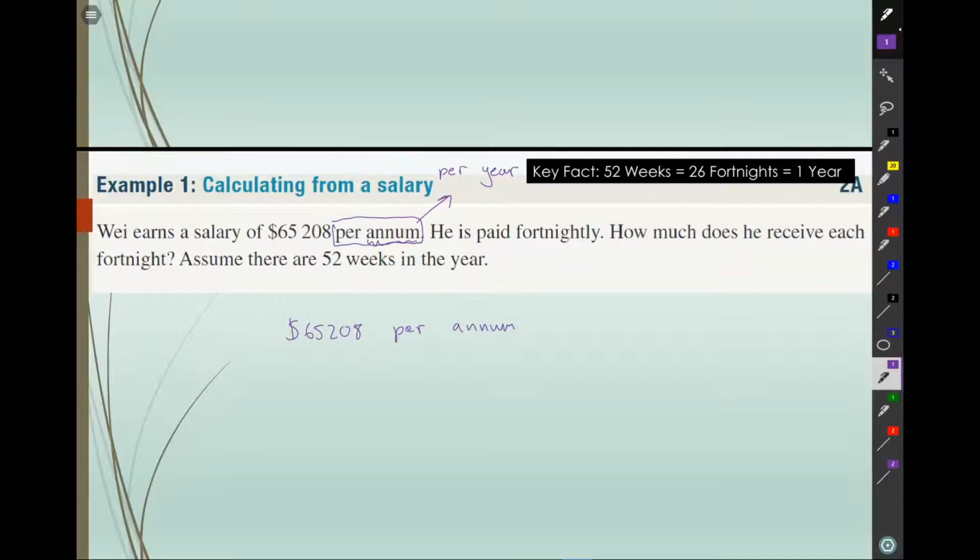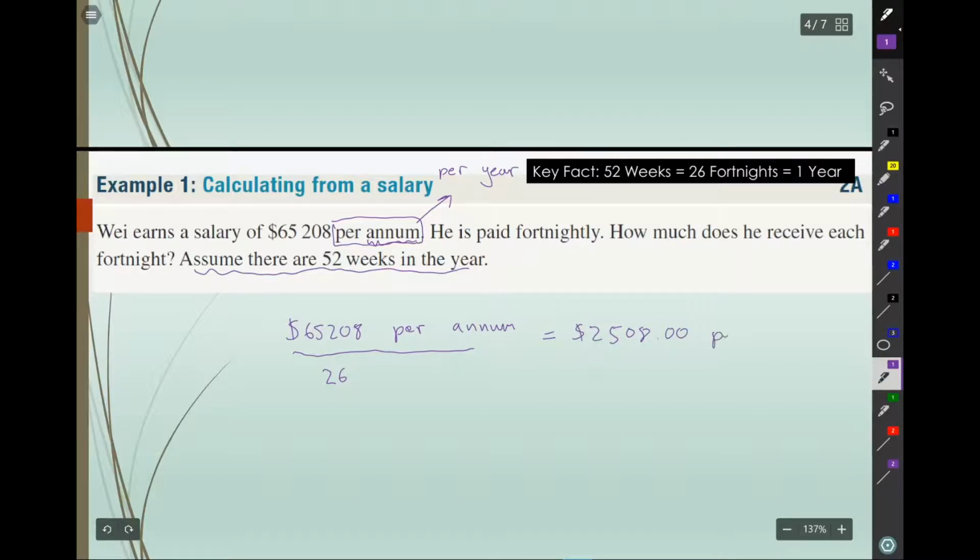So if our friend here is paid fortnightly, how much does he receive each fortnight? Assume there are 52 weeks in a year. You should always assume there are 52 weeks in a year unless you are specifically told otherwise. Technically speaking, there's like 52 weeks and one day in a year. So how do we do this? We take his per annum, his per year pay, and we divide it by how many fortnights there are in a year. Simple as that. If we put this into our calculator, we get $2,500.00. And that is his per fortnight pay.